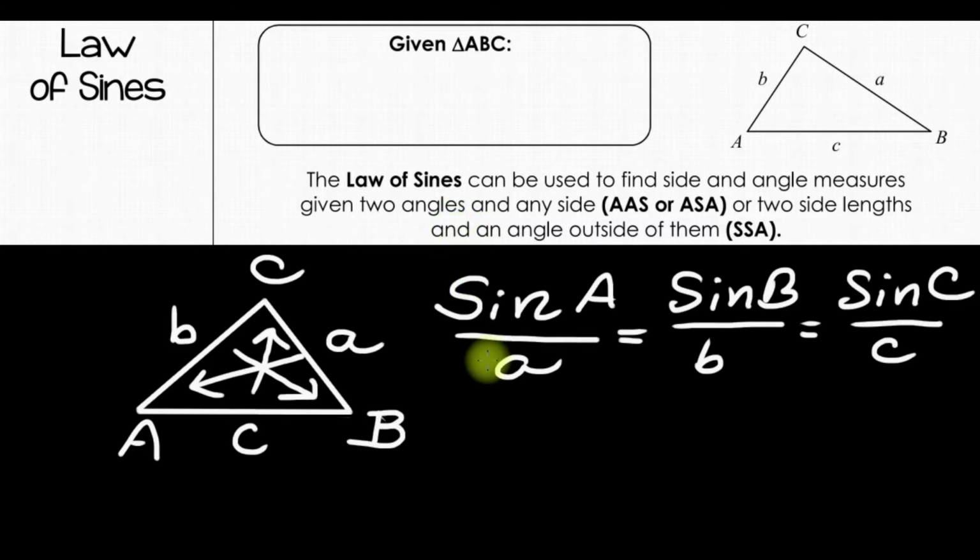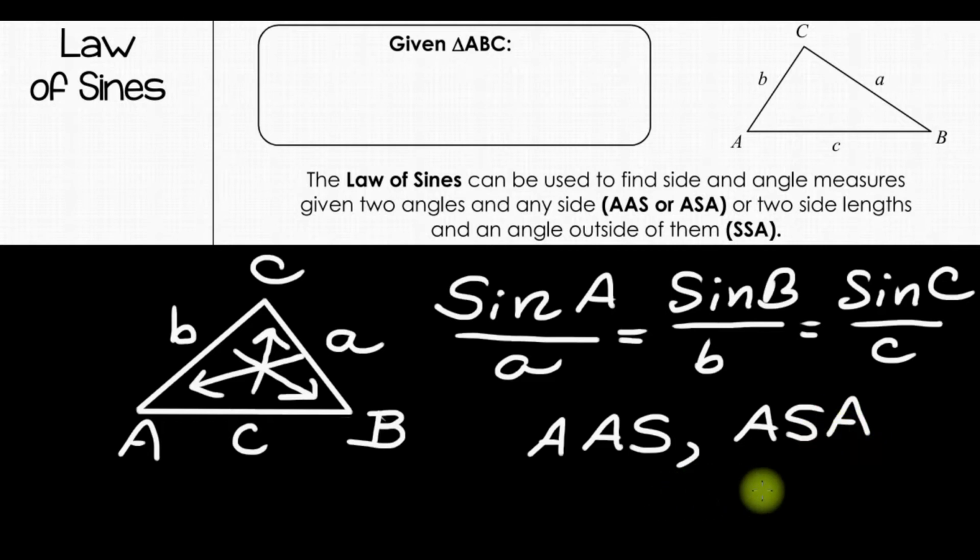In order to use this formula, you need to be given two angles and a side, or an angle, a side, and an angle, or side, side, angle. It has to be in this order, okay? You cannot skip it. So you have to have an angle given, an angle, and then a side given next to it. Angle, side, angle: the given side is between the two given angles. And then two sides and an angle.